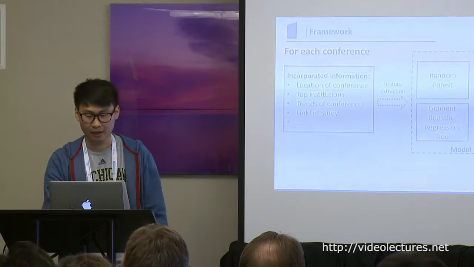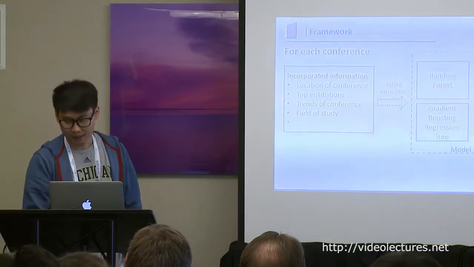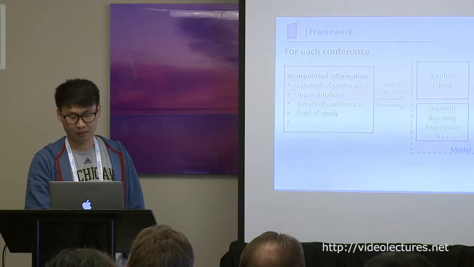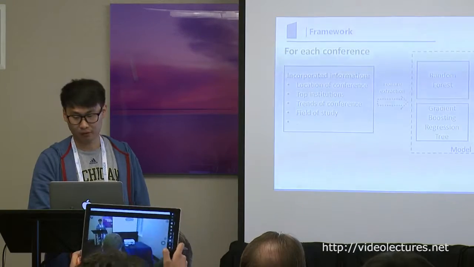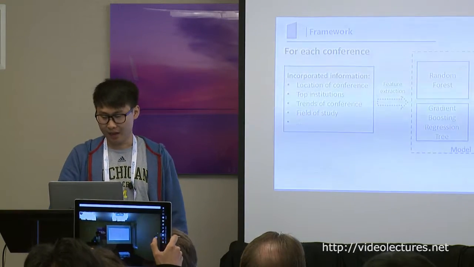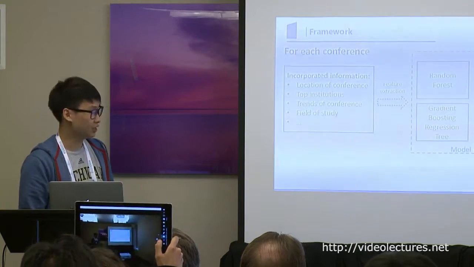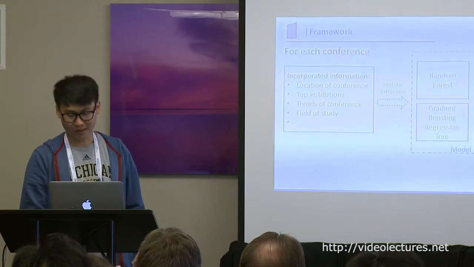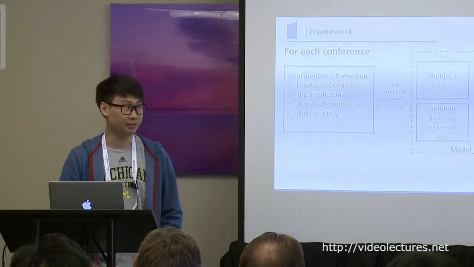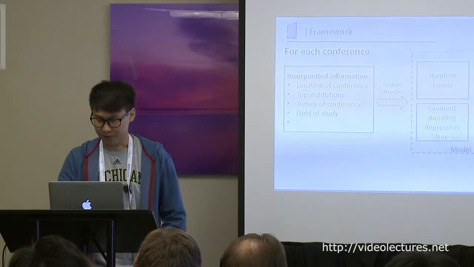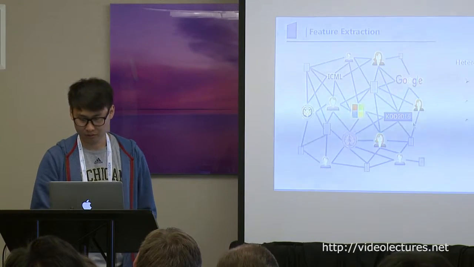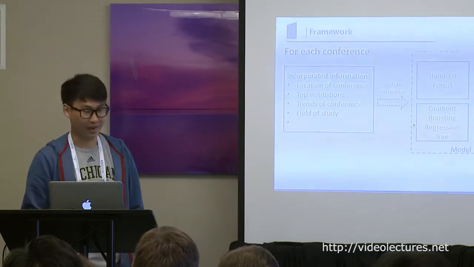This is the basic framework of their work. The raw dataset contains the location of the conference, the top institutions, the trend of the conference, and the field of study. Then they try to extract some features from this raw data, and after that, the random forest model and the gradient boosting regression tree were utilized. And the predictions from the two models were then assembled to get their final prediction.